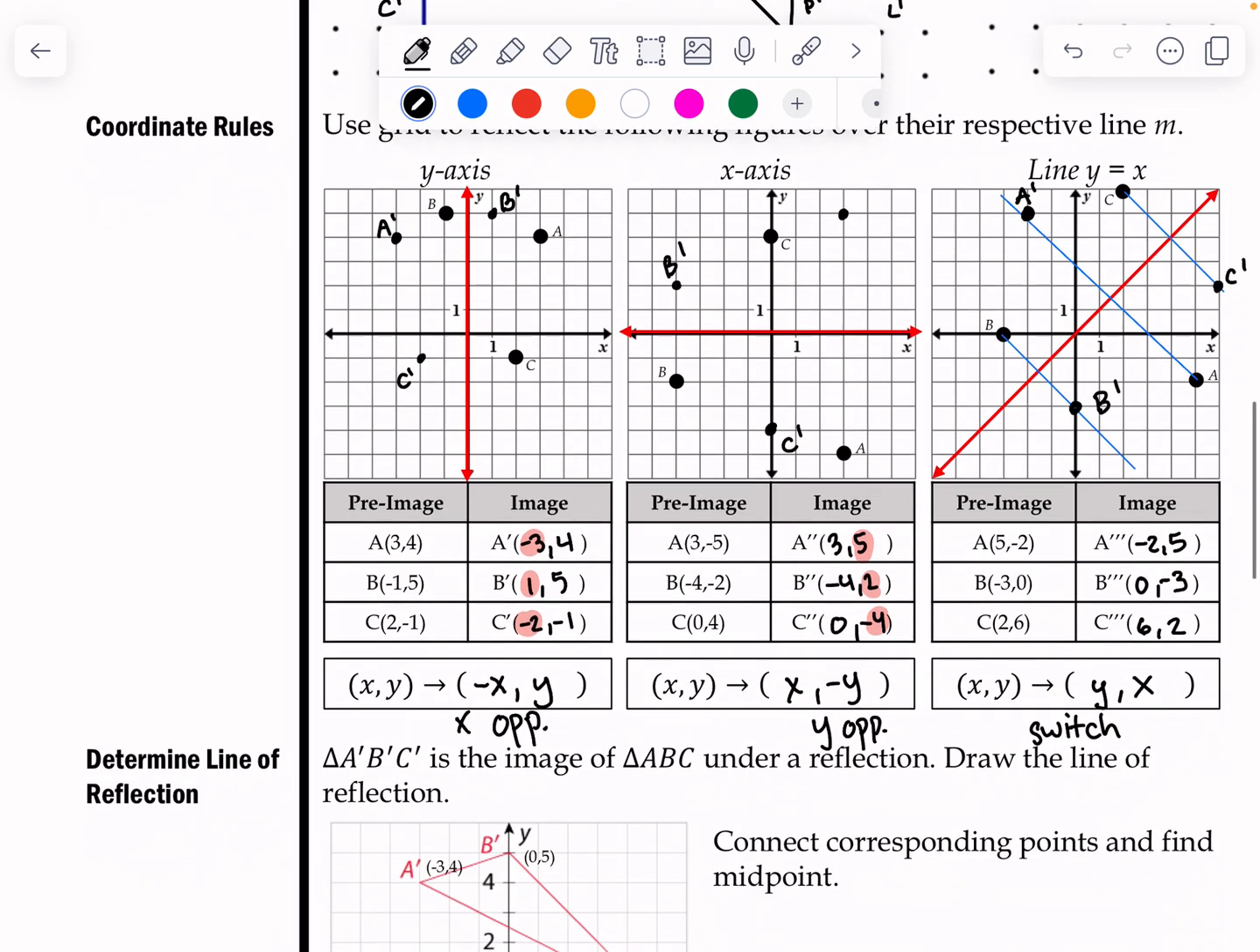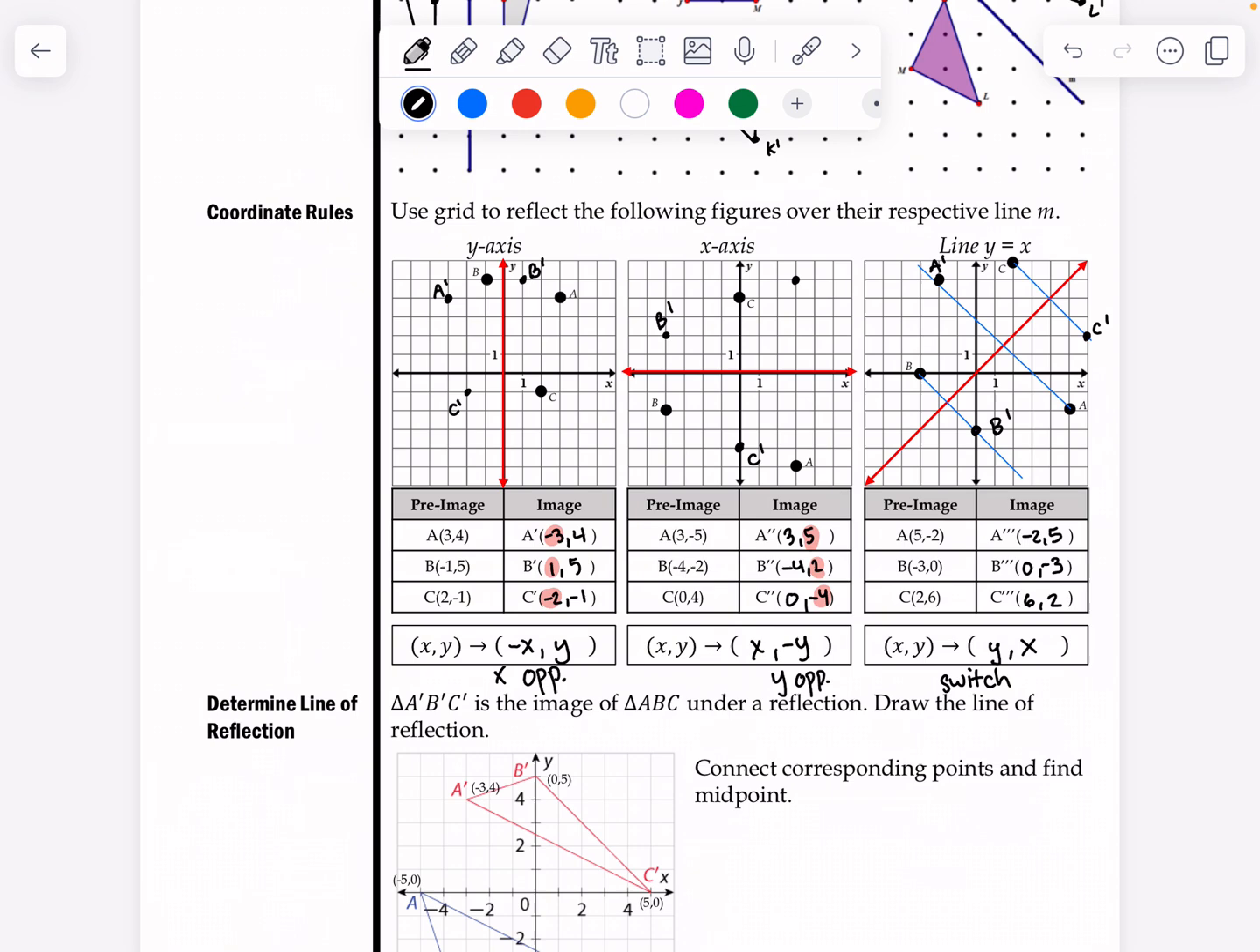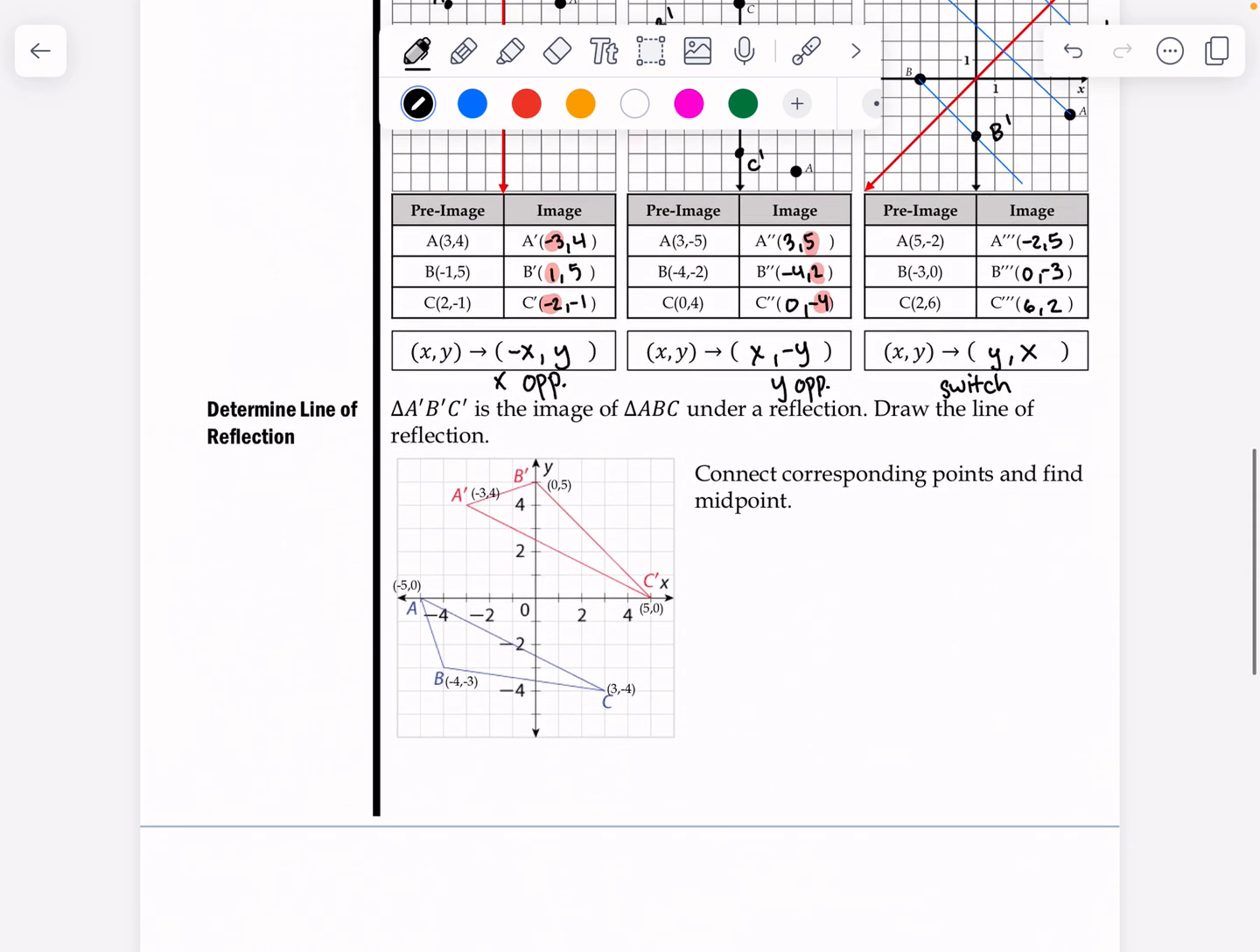Okay. So not too bad there. So I imagine you'll have some problems where you can actually reflect it. But let's go to this last part, and then there's going to be one more thing that I show. All right. So determining a line of reflection.